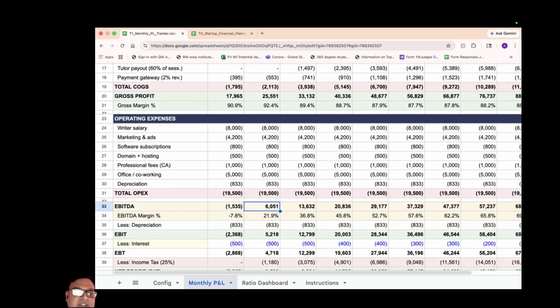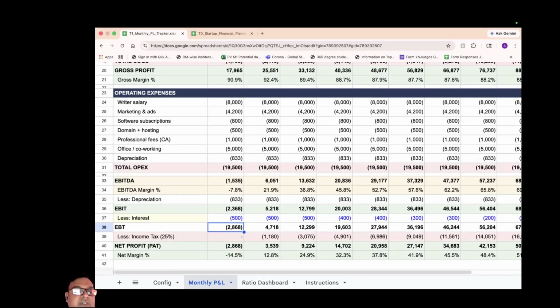Let's move to the second month. In the second month, the OPEX is fixed. Okay. But if you look at the gross profit, it was 25,055. So if you subtract this value, you get 6051 positive. If you remove the depreciation 833, you get 5218. I hope this is clear.